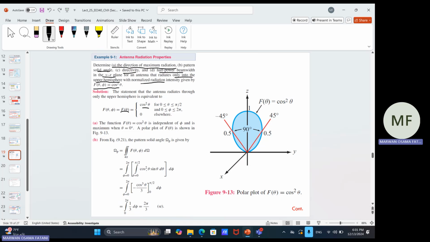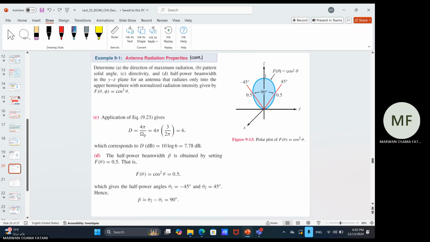Proceeding to solving the cosine squared theta integral, we're going to divide by 3. It's very simple integration. Substitute pi over 2 minus 0 into the theta, and then we can do the integration from 2 pi to 0 of our newfound value. And we can get the solid pattern of 2 pi over 3. Extremely simple.